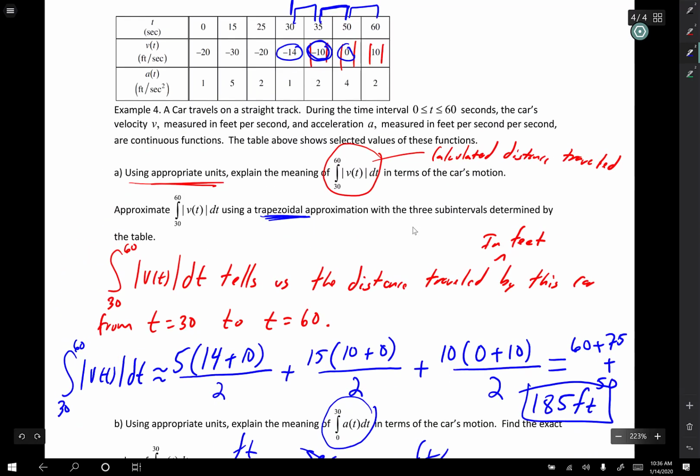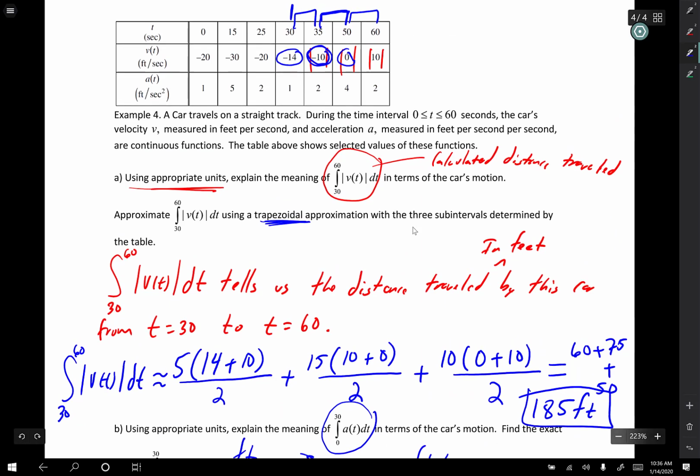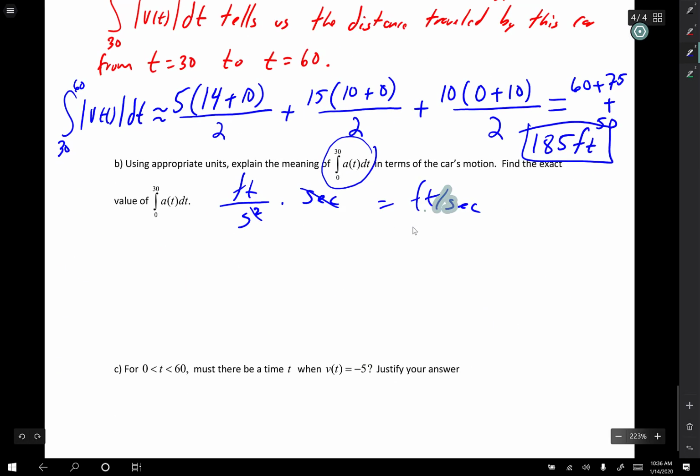Don't worry, we're almost done. It gives us the change in velocity between 0 and 30. Does that make sense? It's going to give us the change in velocity under the curve. Like the area under the curve is the change in velocity. I know, we're not advanced yet.